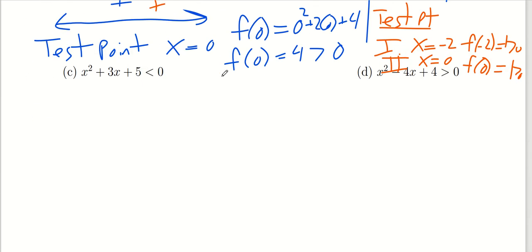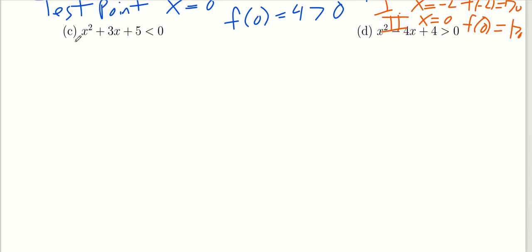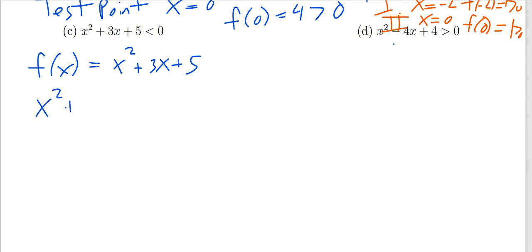Let's take a look at the next example. In example C, we have x squared plus 3x plus 5 is less than 0. Once again, it's already in standard form because we have one side equal to 0. Let's let f of x equal x squared plus 3x plus 5. Let's find our boundary points. We're going to set the function equal to 0.